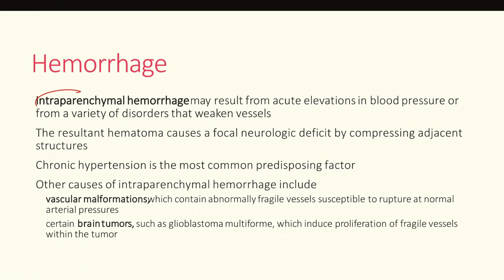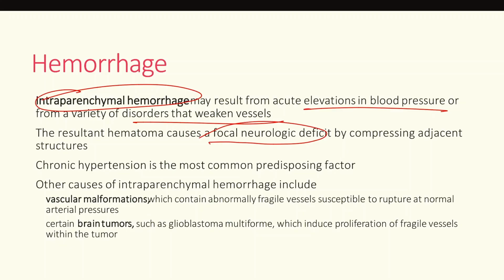The last type is an intraparenchymal hemorrhage, and this is also due to elevations in blood pressure from any variety of disorders that weaken the vessels. Anything that weakens the vessel walls makes them prone to rupture during periods of high stress, high pressure. A hematoma causes a focal neurologic deficit by just compressing tissues. This is just bleeding around the brain itself. Obviously, chronic hypertension is the most common cause. Other causes are vascular malformations, those AVMs.